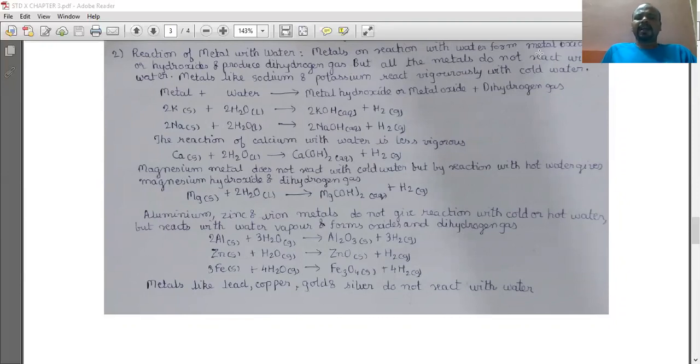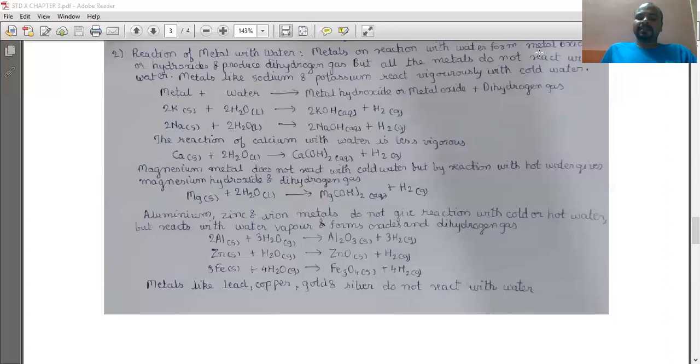Aluminium, zinc and iron metals do not react with cold or hot water, but react with water vapor and form oxides and dihydrogen gas. That is 2Al plus 3H2O gives you Al2O3 plus 3H2. That is aluminium when reacts with water gives you aluminium oxide plus hydrogen gas.